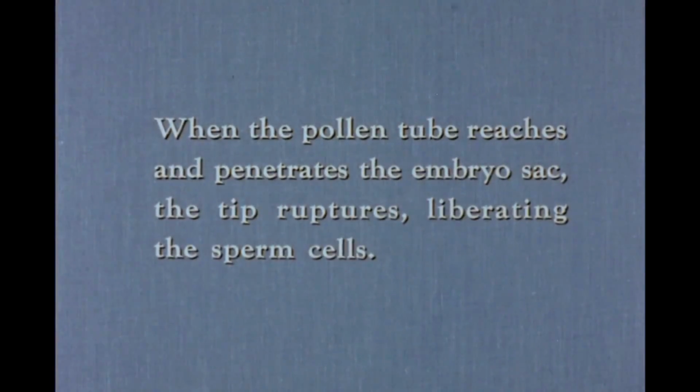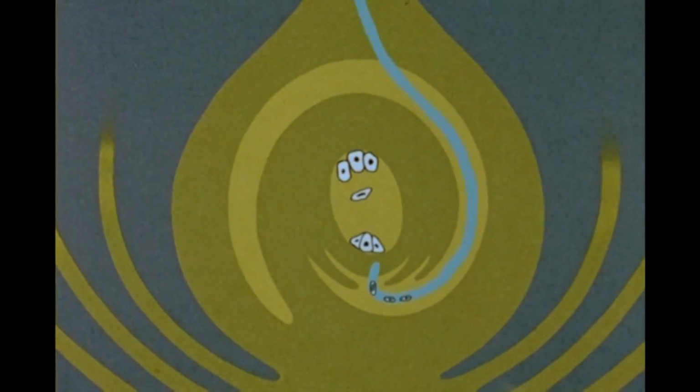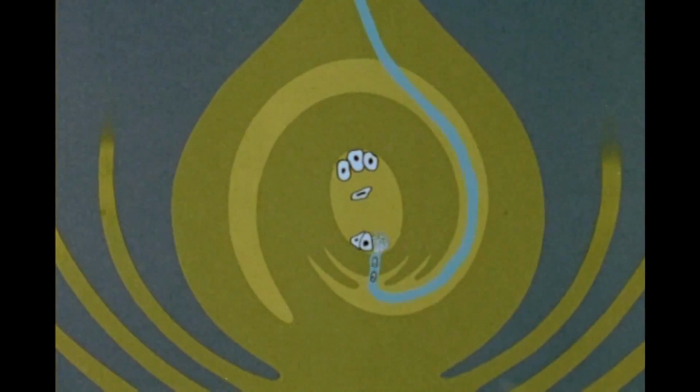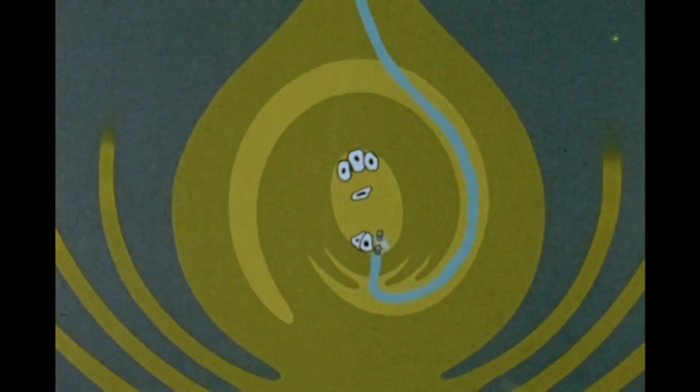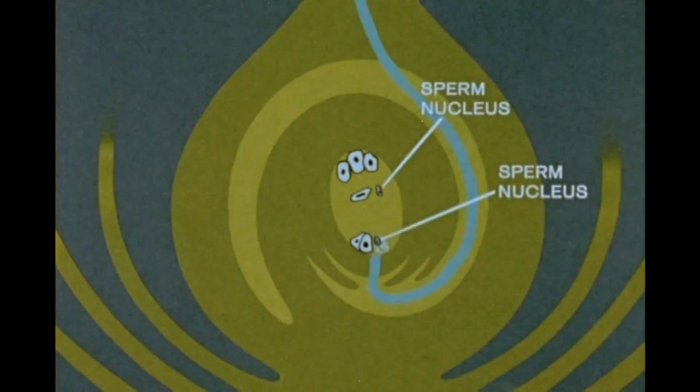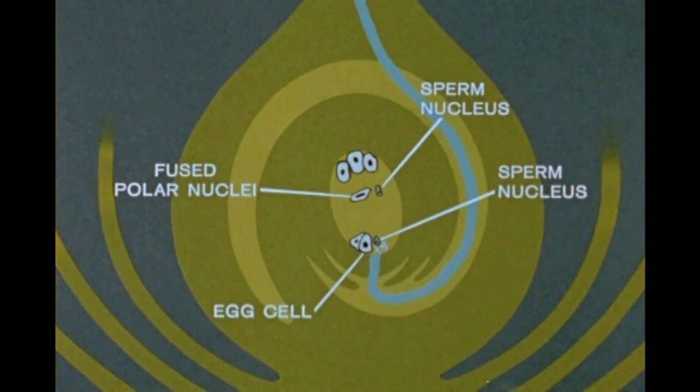When the pollen tube reaches the ovary, it enters the ovule through the micropyle, passes between cells of the ovule, and penetrates the embryo sac, entering one of the synergids. The tip ruptures in the synergid, and the sperm cells are released.